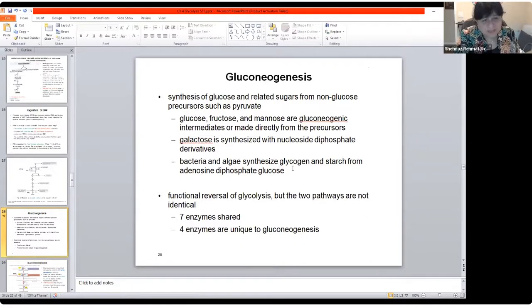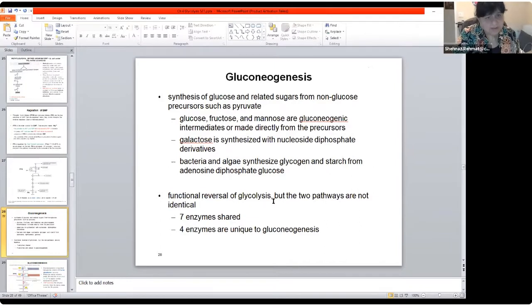Bacteria and algae synthesize glucose, glycogen, and starch from adenosine diphosphate. So again, adenosine diphosphate glucose will be needed to create the large forms or the storage forms of glucose in the cell. So gluconeogenesis is always synthesis of glucose and its more advanced form of compounds from there.